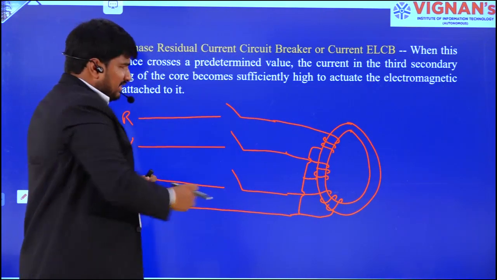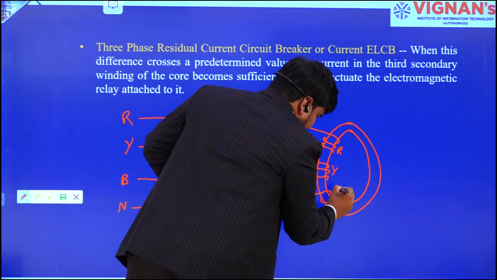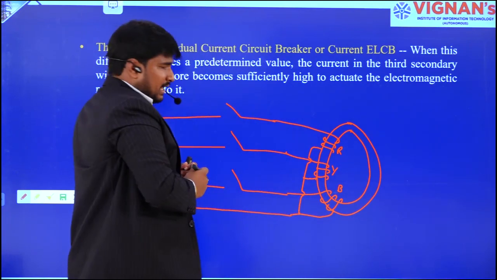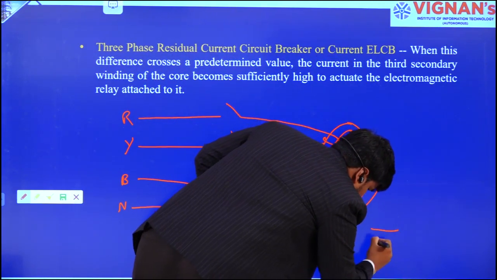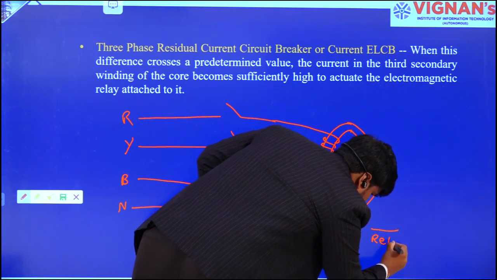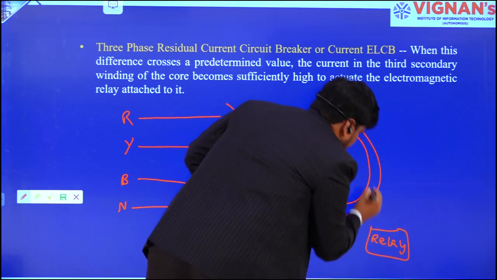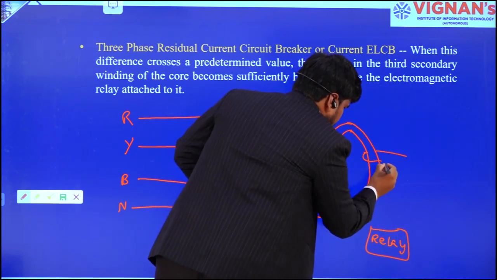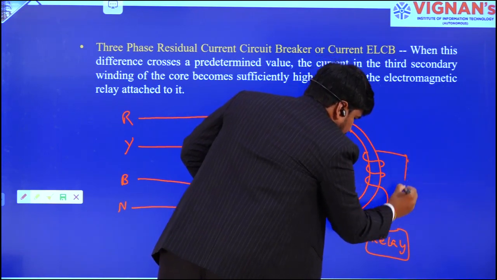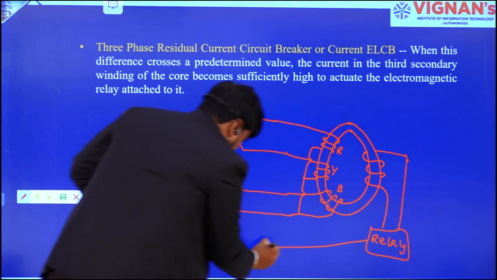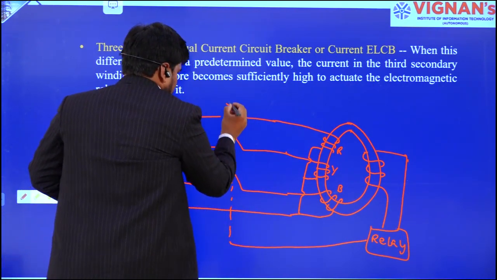Right. So these three are the three coils of each phase, that is R, Y, B, and a relay coil also. So this is the relay coil, also wound on the same core, and it will give a signal to this circuit breaker.